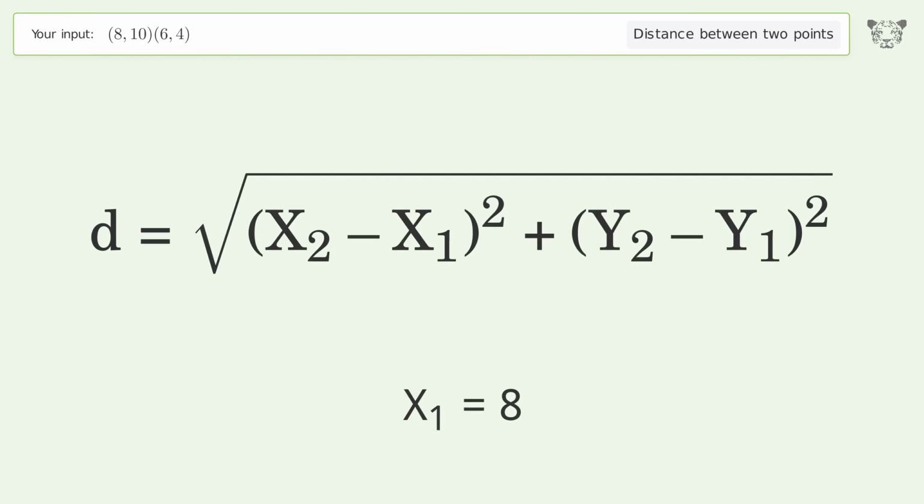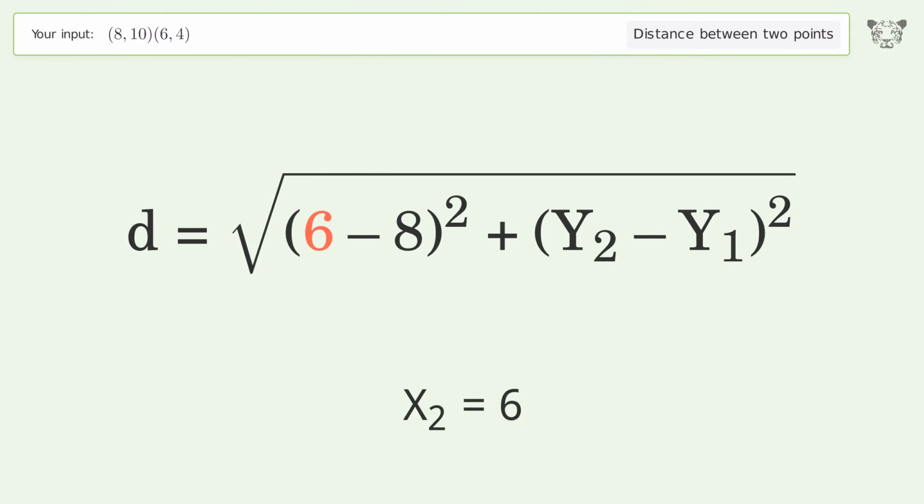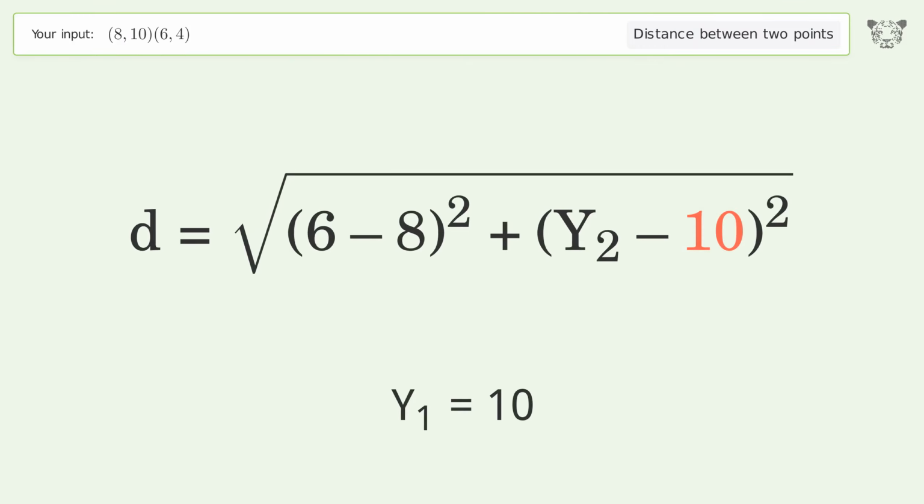x1 equals 8. x2 equals 6. y1 equals 10. y2 equals 4.